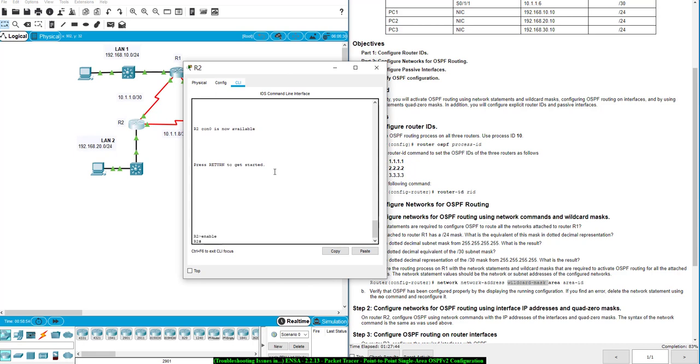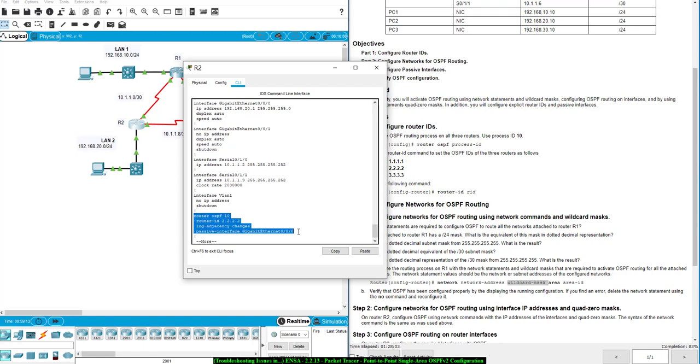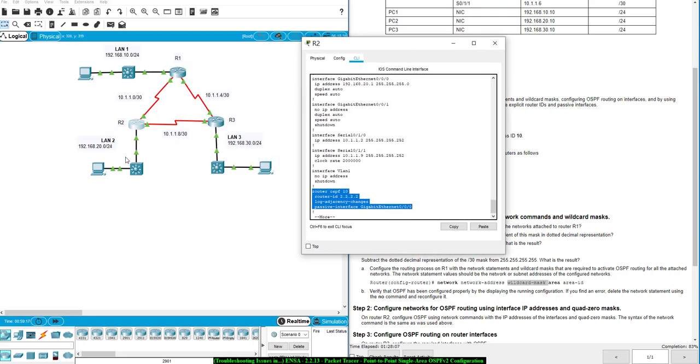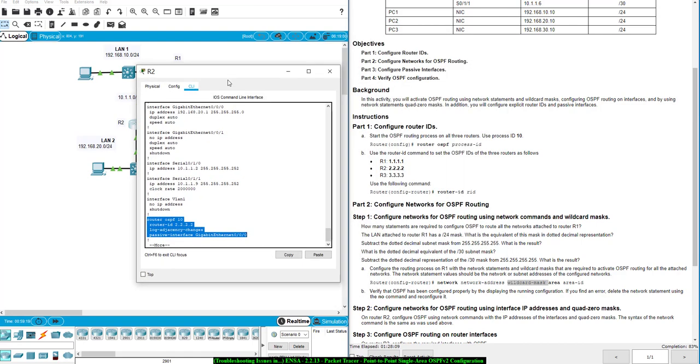All right, enable, enter, and then configure. Well, actually, let's do show run. All right, looking at the interfaces, nothing set for OSPF on there. The only OSPF is configured down here, OSPF 10, router ID 2.2.2.2, and a passive interface for the LAN, which is right there, 20.0.